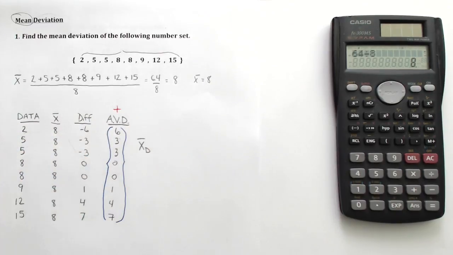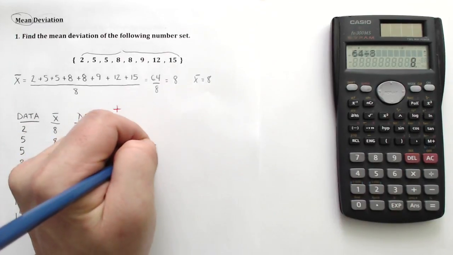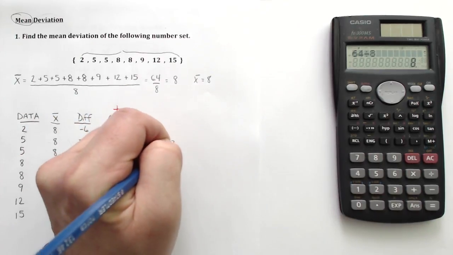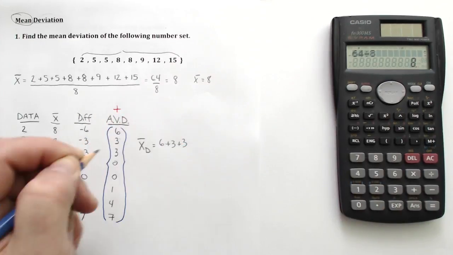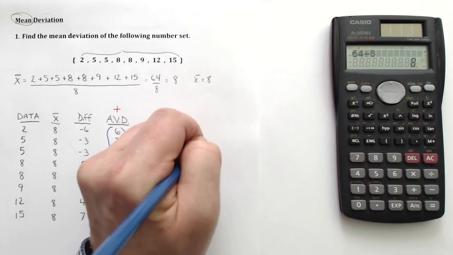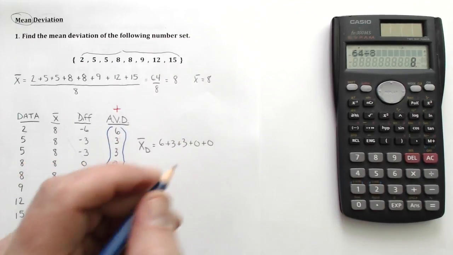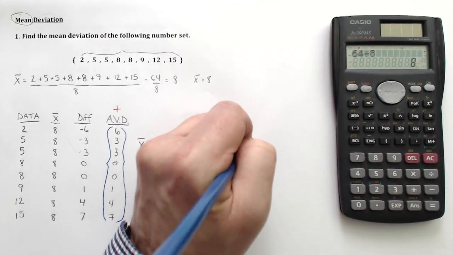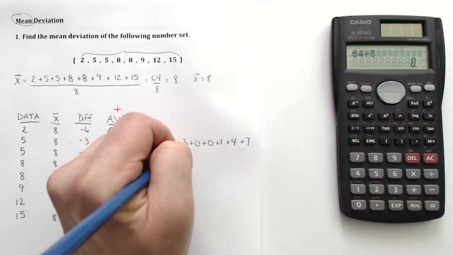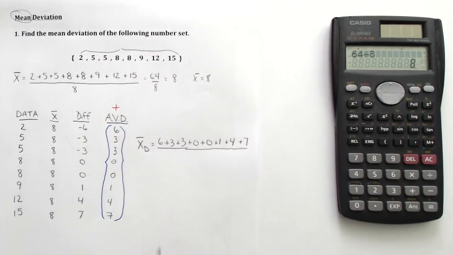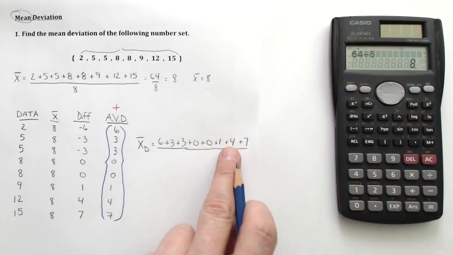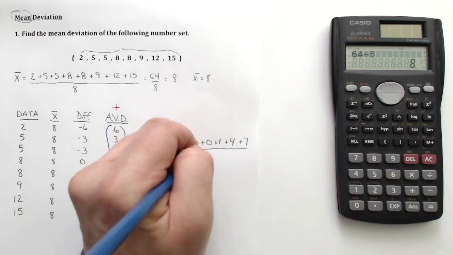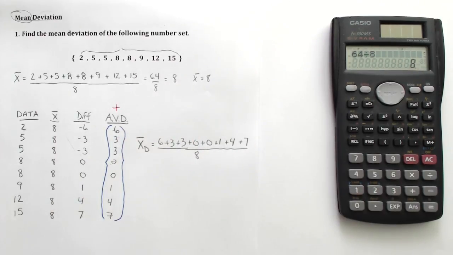It was that last step in the 4-step process, and so all we have to do now is calculate the average of this last column. So that's going to be a 6 plus a 3 plus a 3 plus a 0 plus a 0 plus a 1 plus a 4 plus a 7. And we're going to get that sum, and we're going to divide it by the number of elements that are in the set, because it is an average. 1, 2, 3, 4, 5, 6, 7, 8. Right? We're dealing with 8 numbers still, and that will produce for us our mean deviation.